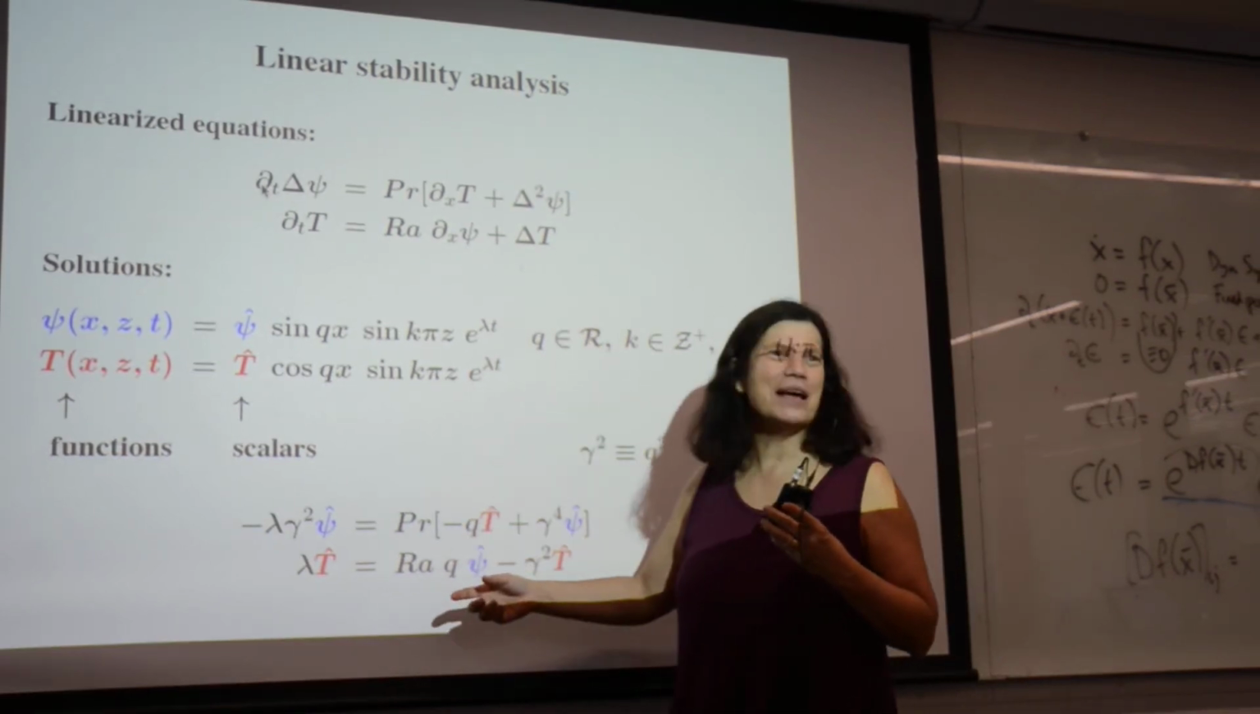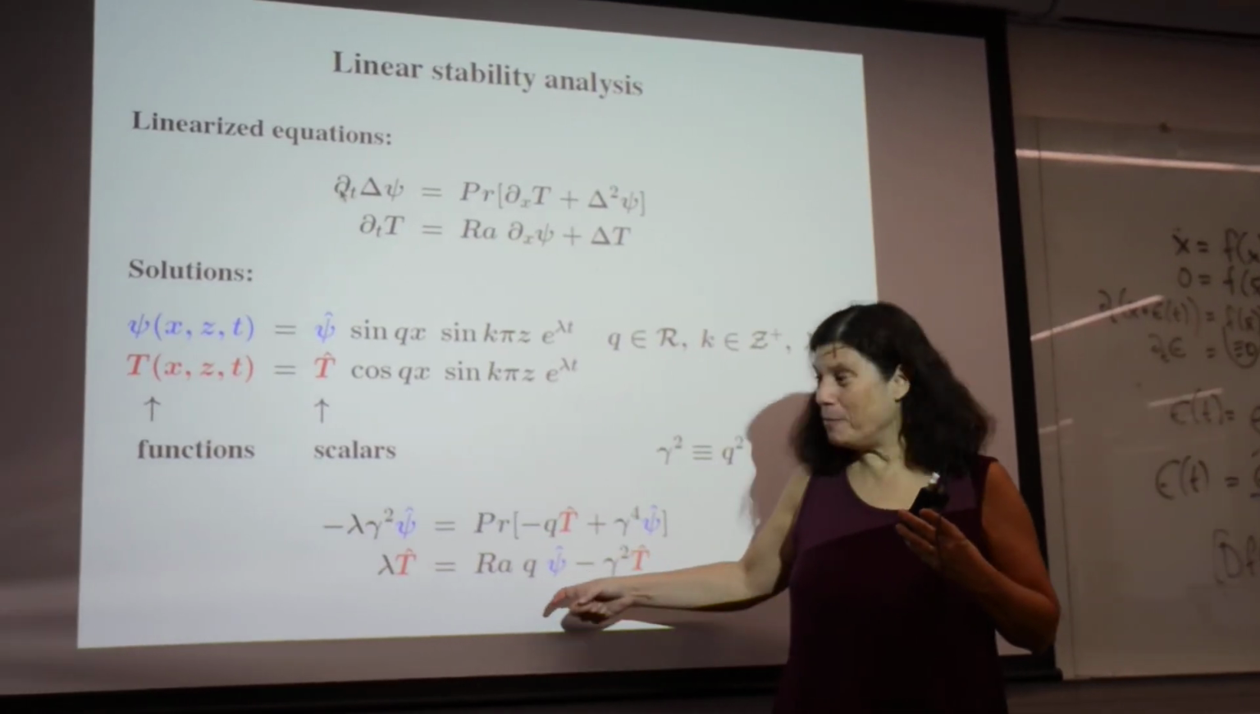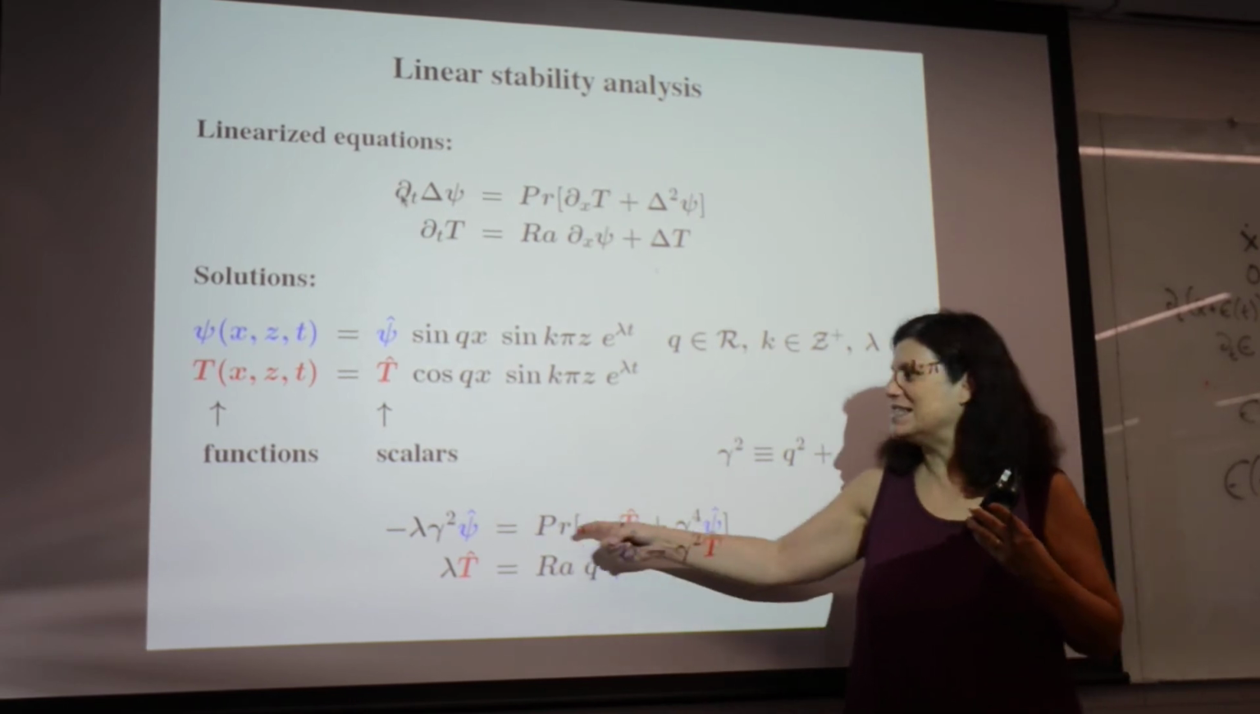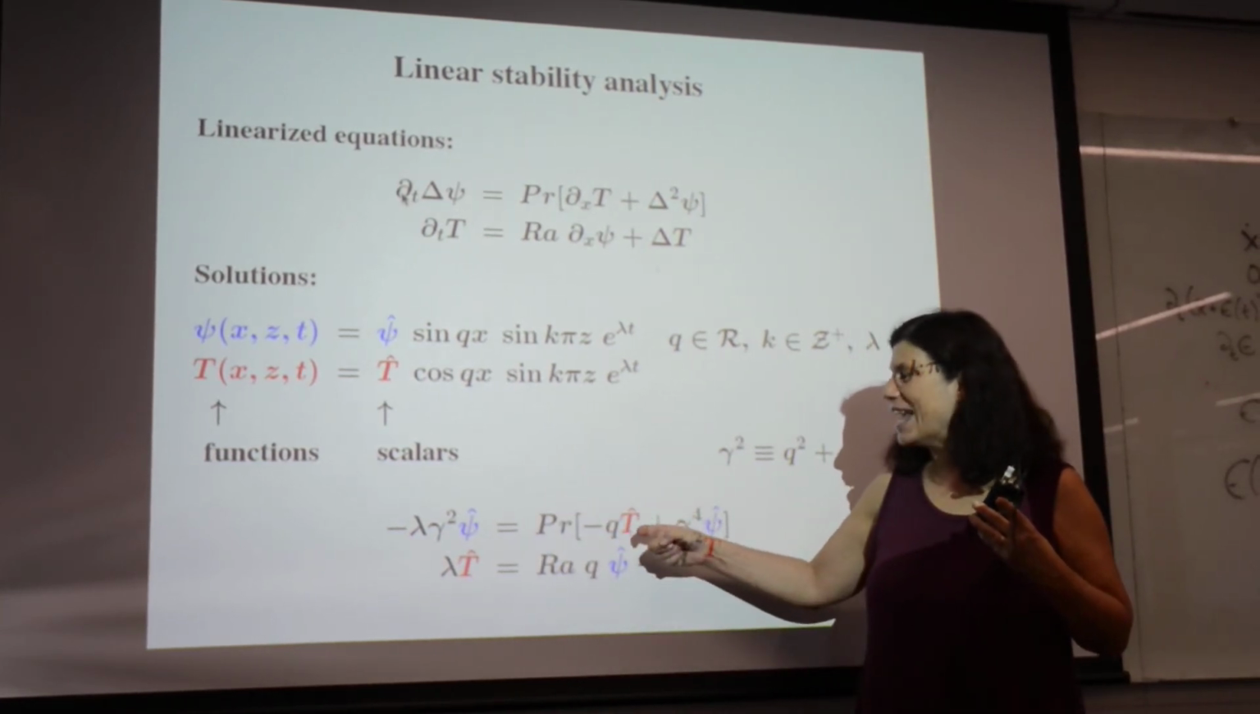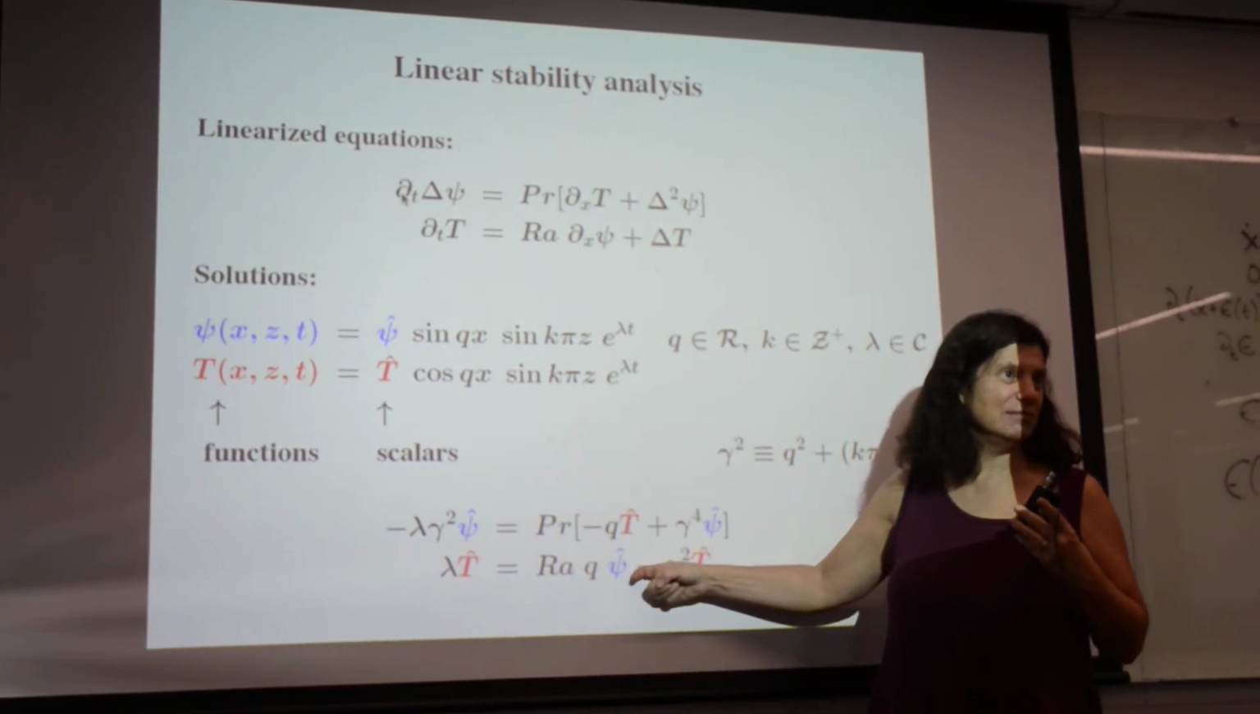Anyway, now it really is not just a matrix, but a small matrix. This is 2 by 2. You can see that this is a 2 by 2 system for the scalars T hat and psi hat.